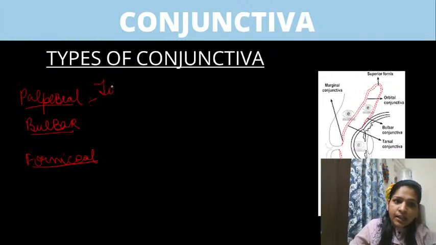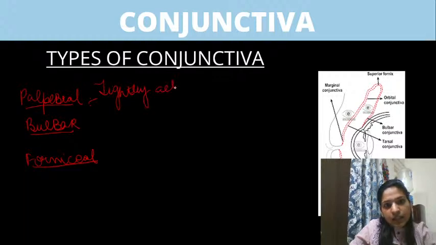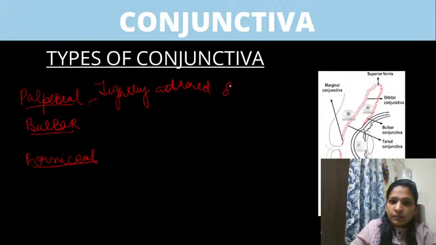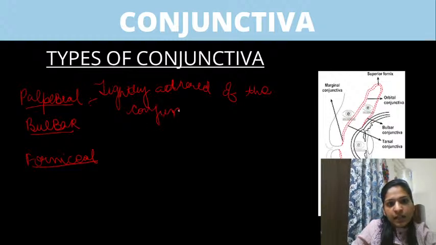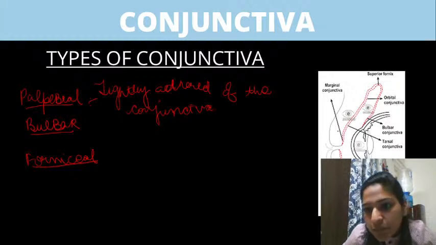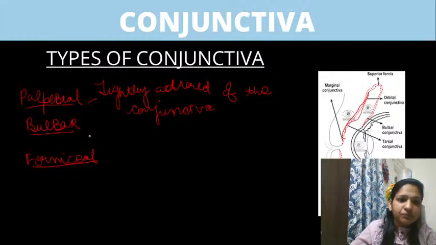This is the tightly adhered layer of the conjunctiva, which is tightly adhered to the tarsal plates. Okay, so here in this diagram you can see this is the palpebral conjunctiva.